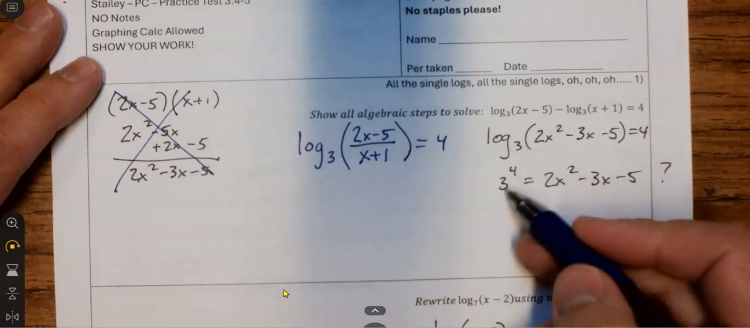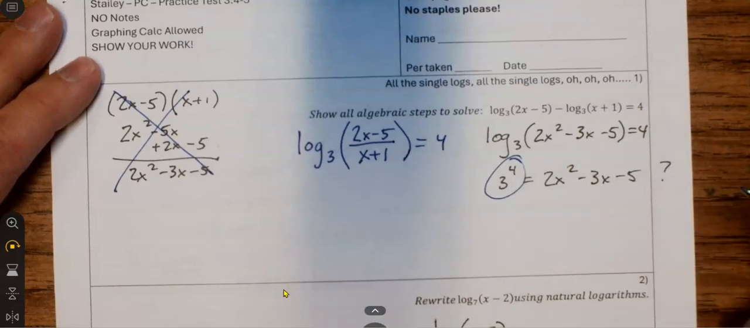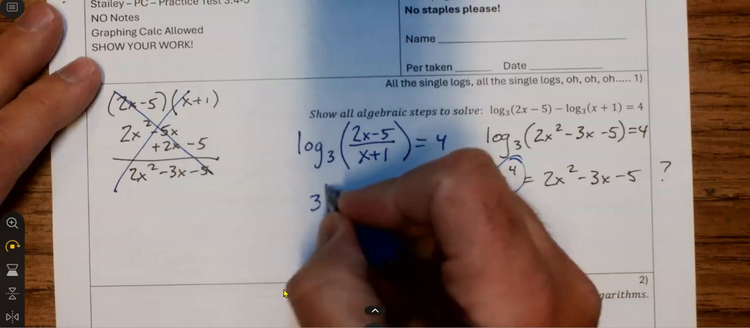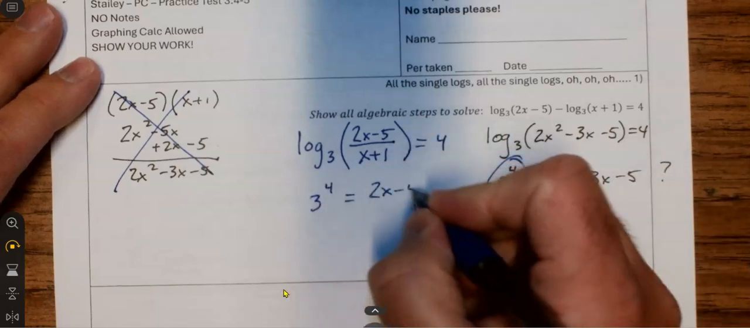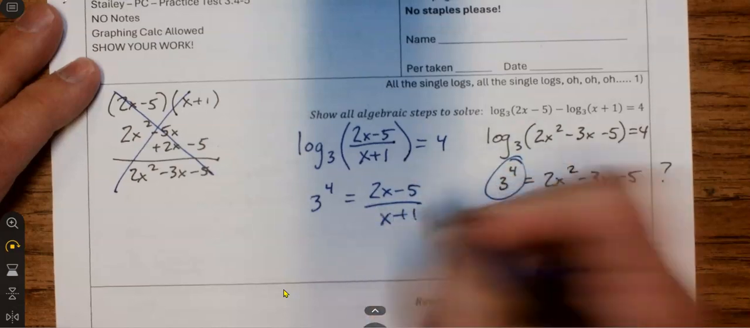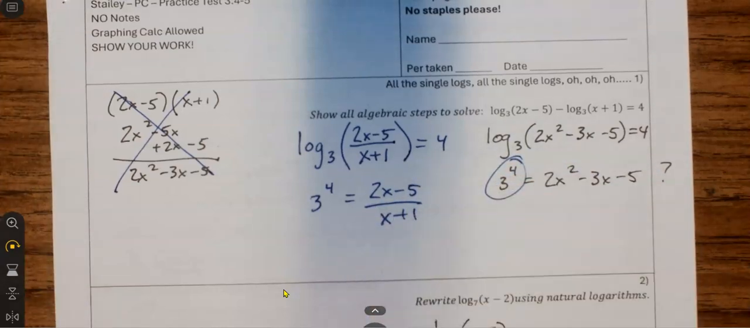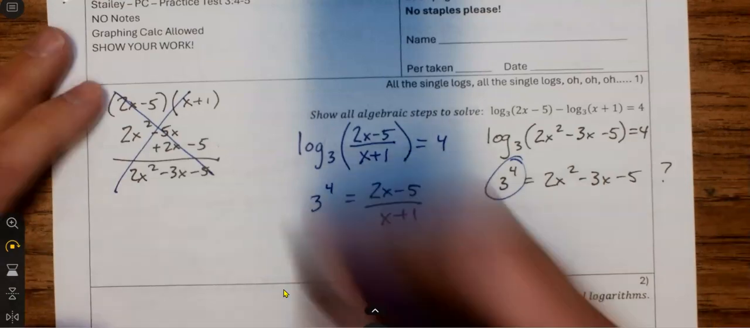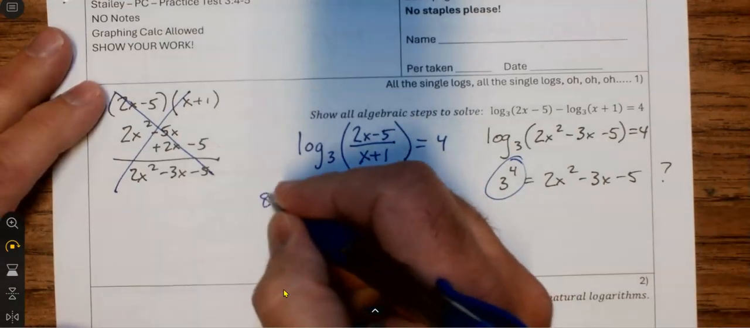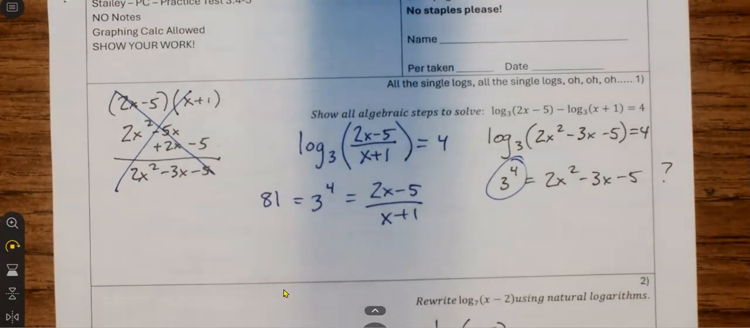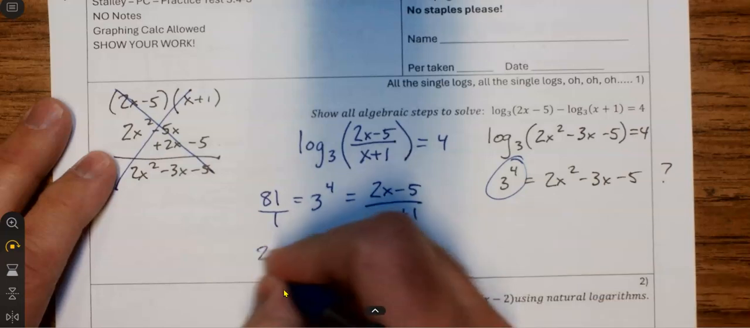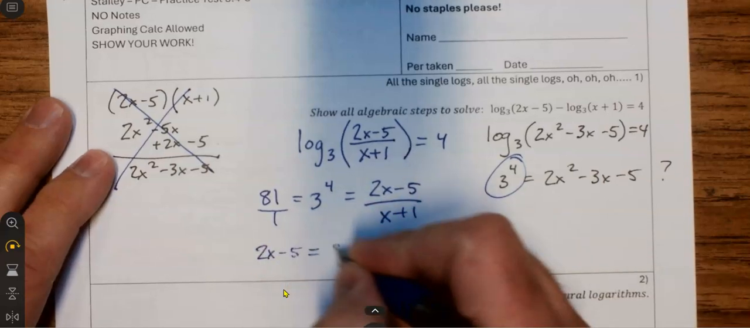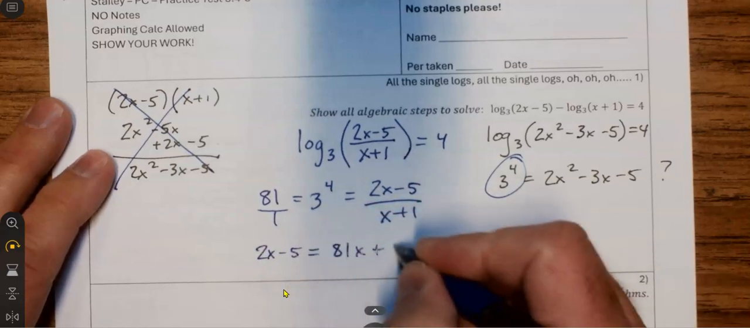Now, is 3 to the 4th correct? Yes, 3 to the 4th was correct. It was just the other side that was completely wrong. All right. We know that 3 to the 4th is 81. Now what? Yeah, it's a proportion, right? Cross multiply that. So 2x minus 5 equals 81 times x plus 1.